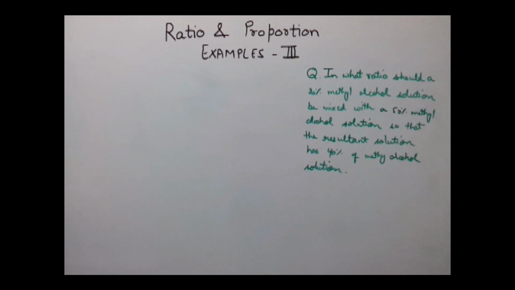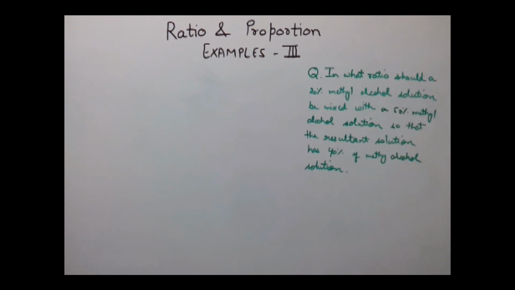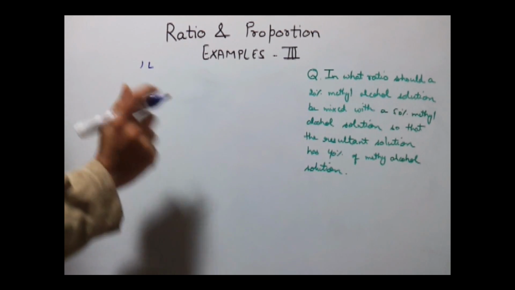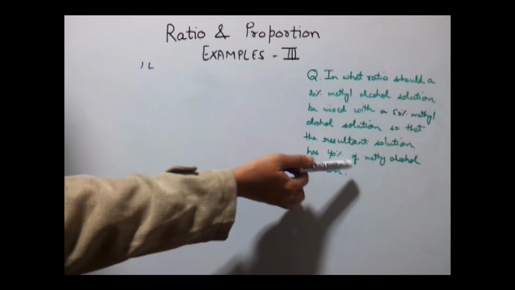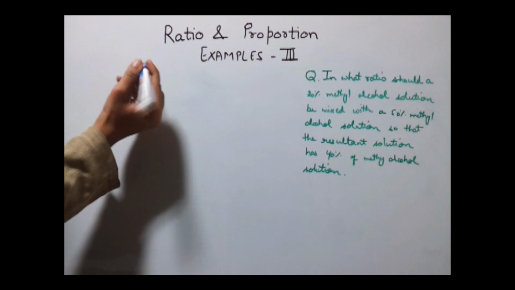The first example is, in what ratio should a 20% methyl alcohol solution be mixed with a 50% methyl alcohol solution so that the resultant solution has 40% methyl alcohol? Now let us suppose that there is 1 liter of solution which is generated that contains 40% of methyl alcohol after mixing 20% and 50% methyl alcohol.